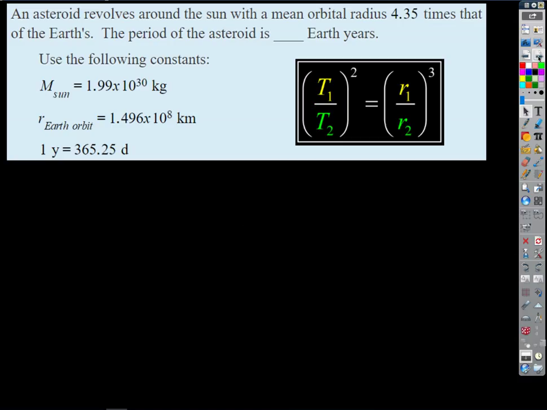So let's try an example. Here's a problem where we could use that. This is a problem from your upcoming assignment, okay? So an asteroid revolves around the sun. So what's the gravitational center here? The sun. The sun is big M, right? Okay, that's important. It revolves around the sun with a mean orbital radius 4.35 times that of Earth's. The period of the asteroid is how many Earth years?